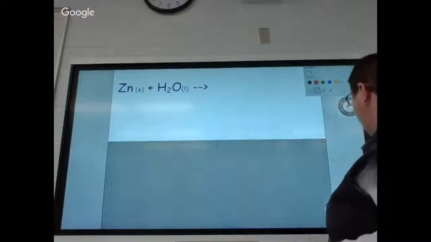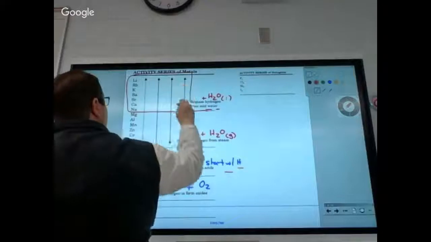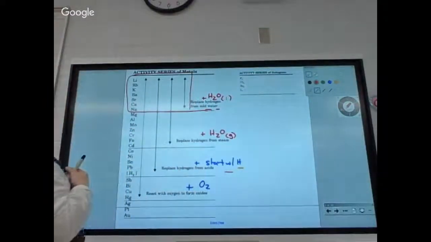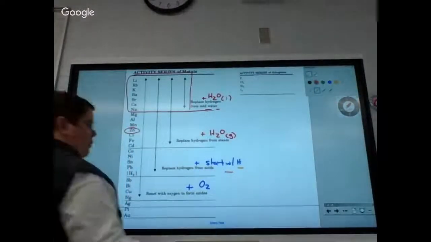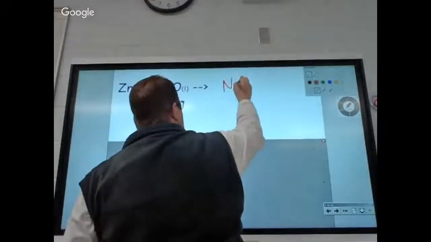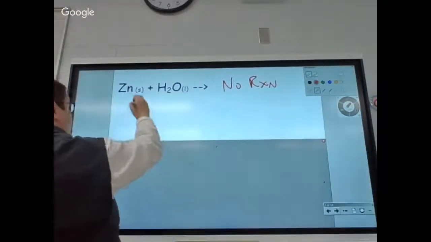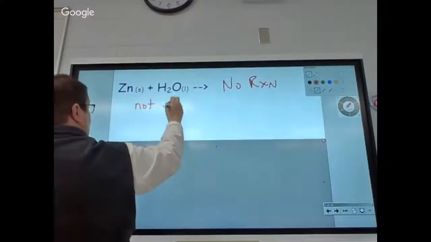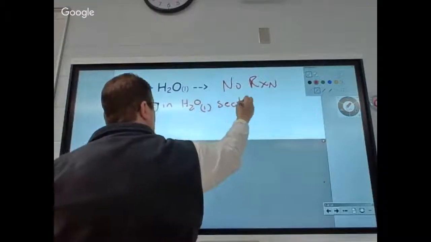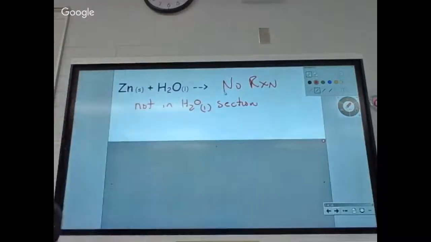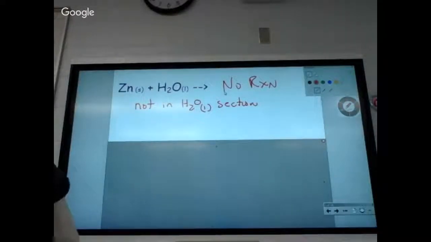So we're going to start at the top, and we're going to look at just this little section right here. Is zinc in that section? You said no. Zinc is way down here, right? So we write no reaction because it's not in that section. Because it's not in the water as a liquid section, the answer is no reaction. It's not going to make anything.